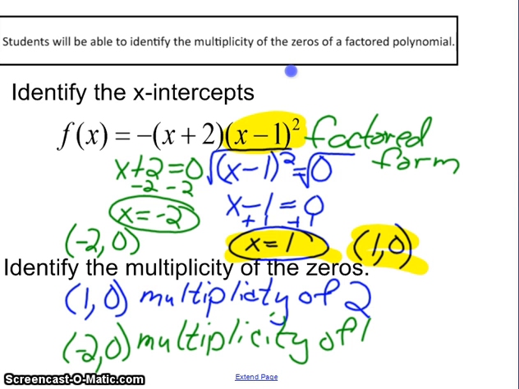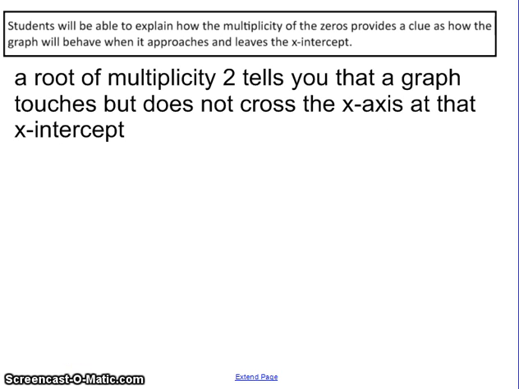All right, what else am I interested in? Here's something to take down in your notes before we move on to the next thing for the graph. A root of multiplicity 2 tells you that a graph touches but does not cross the x-axis at that intercept. All right, pause the video, put that in your notes. That's going to be important again in another minute.